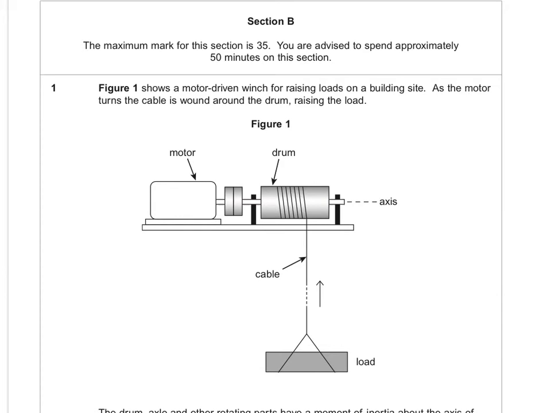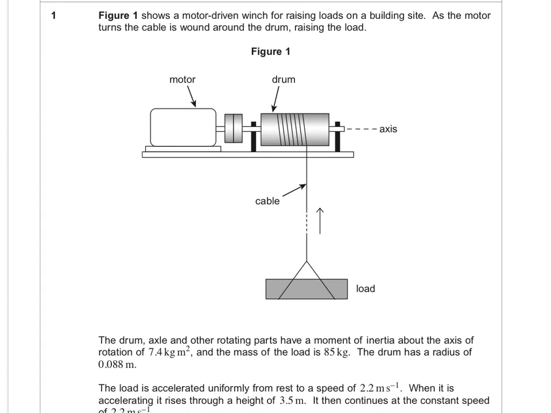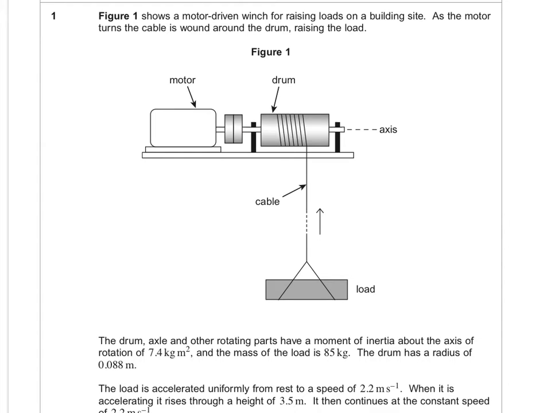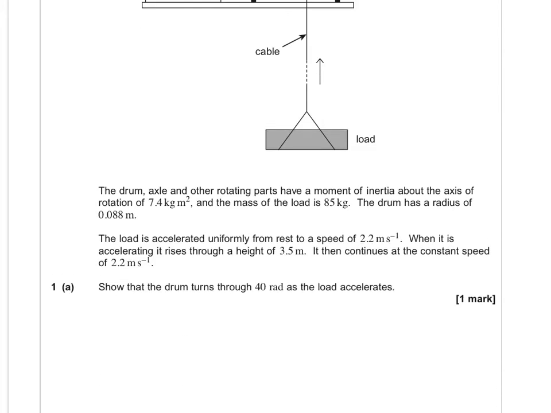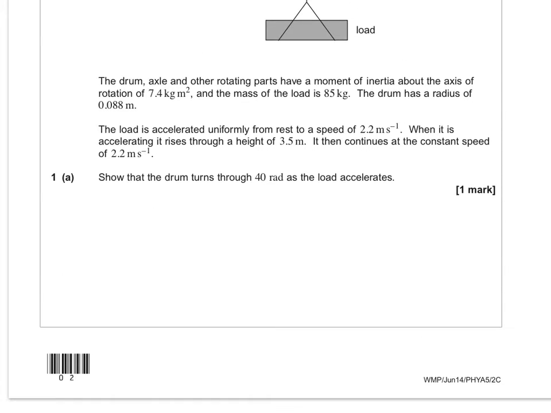Alrighty, so let's have a look at the June 2014 Applied Physics section of Unit 5. So let's start off, we've got a motor being used to lift a load, and we've been given some information about the different properties of the system, and it wants us to show that the drum turns through 40 radians as the load accelerates. So what have we got?